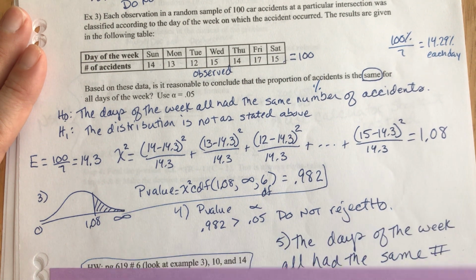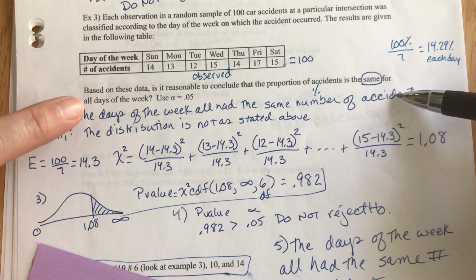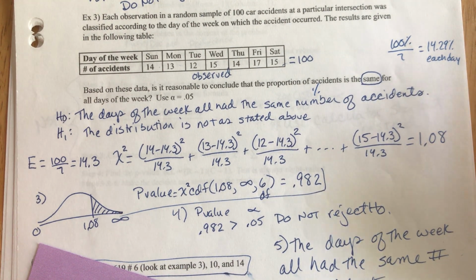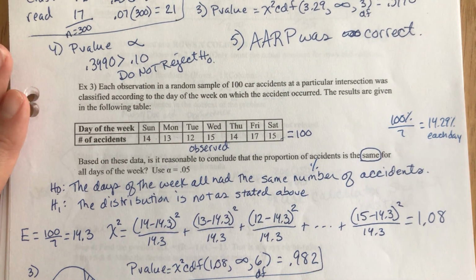So we get do not reject the null, which means the days of the week all had the same number of accidents. If we're not rejecting the null, then we can say yes, we can conclude the days of the week basically had the same number of accidents. We can't say that they had different. Even though they're different, they're not different enough to be conclusive.